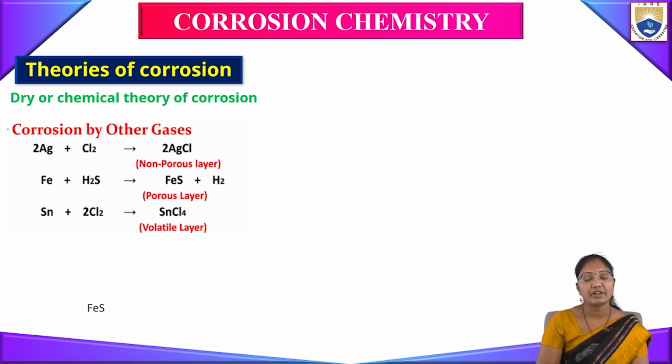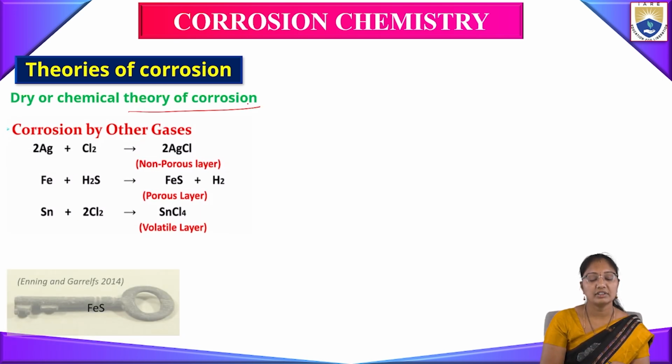So the next theory of corrosion is the dry or chemical theory of corrosion.